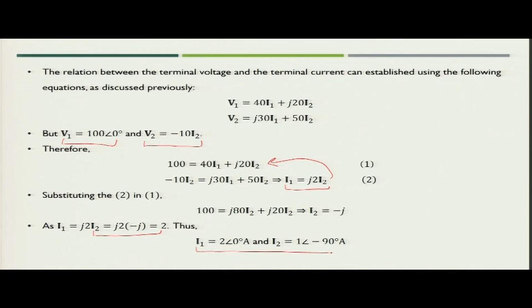So, what we can write? I1 as 2 angle 0 ampere, while I2 you can write as 1 angle minus 90 degree ampere, because j is nothing but 1 angle 90 degree. We have a minus sign, so you can write 1 angle minus 90 degree ampere. So, this way you can calculate the value of I1 and I2.